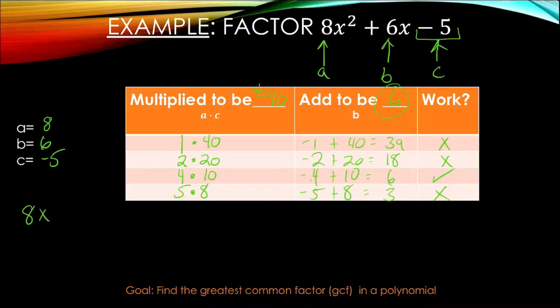So I'm going to say 8x squared, but instead of writing 6x, I'm going to use my terms, my factors that I found in there. So I'm going to get rid of this plus, because we're going to say negative 4x plus 10x minus 5. So we took this negative 4 and 10 from over here, from my factors that we found. Negative 4x plus 10x is 6x, so we're solid.